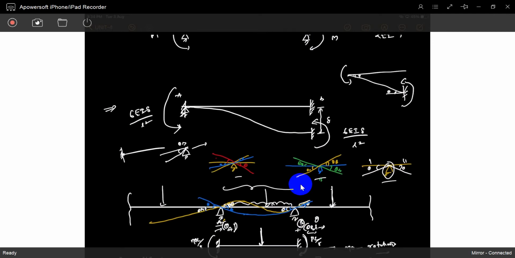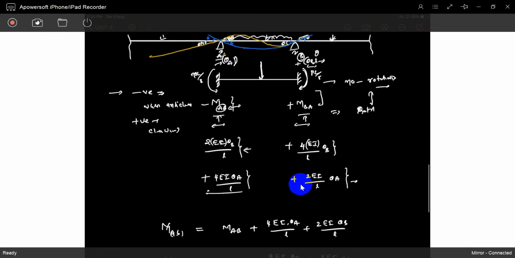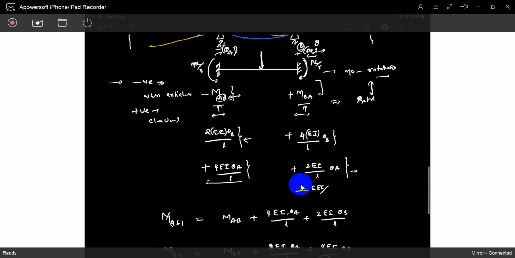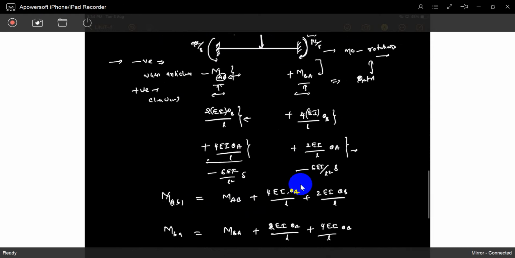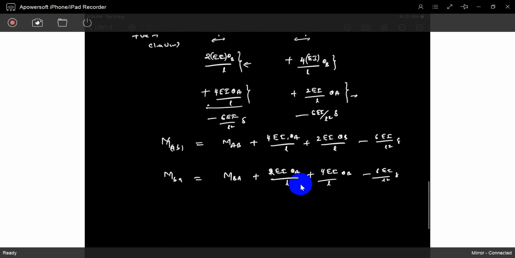If AB is a span, AB experiences some differential settlement of delta. How much moment is experienced? 6EI delta by L square. Both are anti-clockwise. So I will include this also, minus 6EI delta by L square. If it experiences differential settlement, this is also possible. I will include this value also. That's it. So now we will rewrite it.